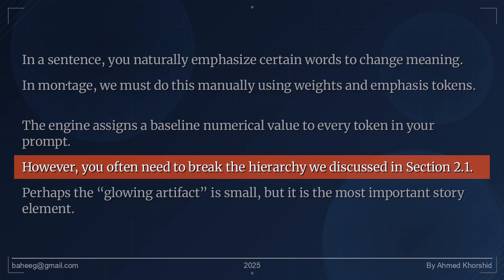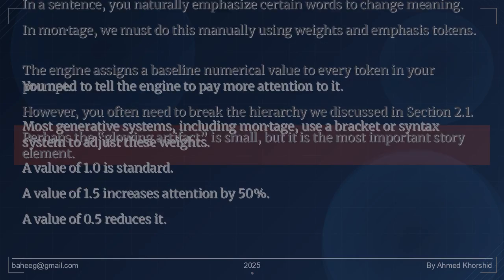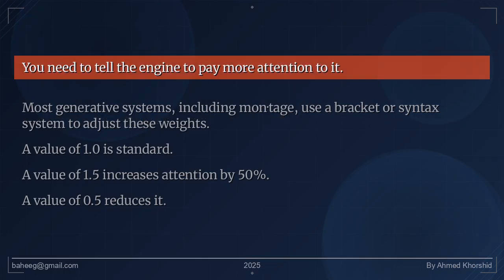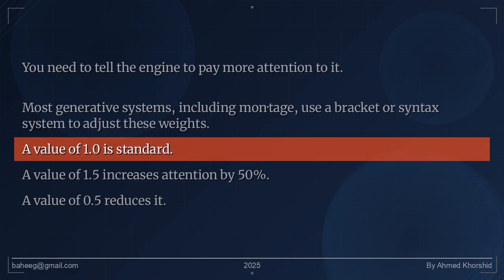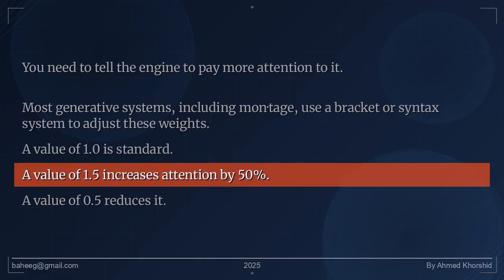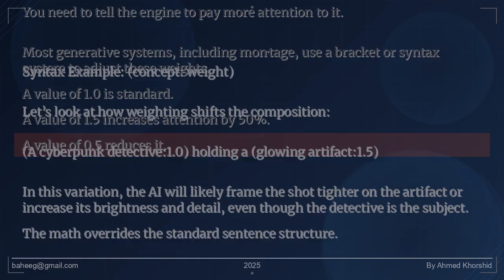However, you often need to break the hierarchy we discussed in section 2.1. Perhaps the glowing artifact is small, but it is the most important story element. You need to tell the engine to pay more attention to it. Most generative systems, including Tage, use a bracket or syntax system to adjust these weights. A value of 1.0 is standard. A value of 1.5 increases attention by 50%. A value of 0.5 reduces it.